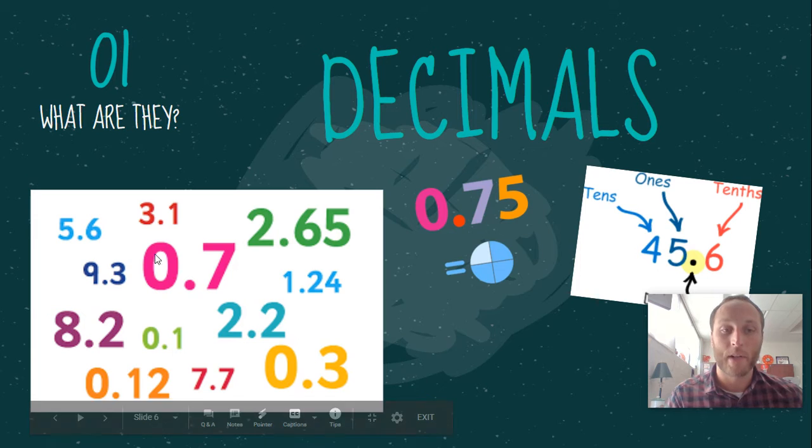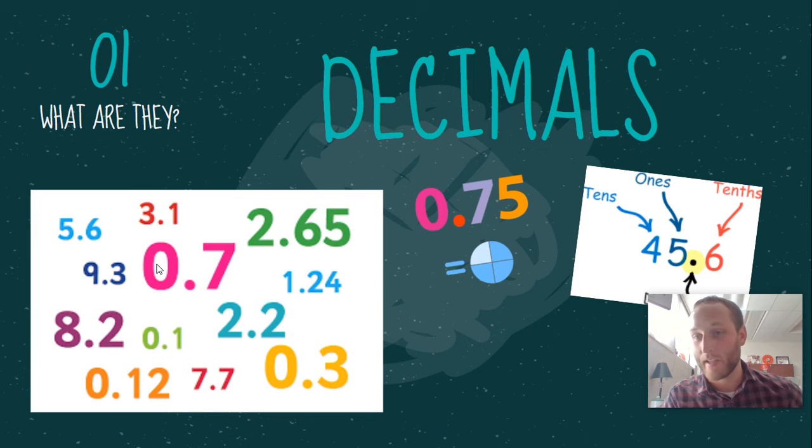So if a 0 is in front, that means I don't have any wholes, just like when we talked about mixed numbers. But if a 2 is in front, that means I do have 2 wholes, and then I have 65 hundredths of another whole if I was looking at this one. In this example, I have 0 wholes and 75 hundredths of another whole.